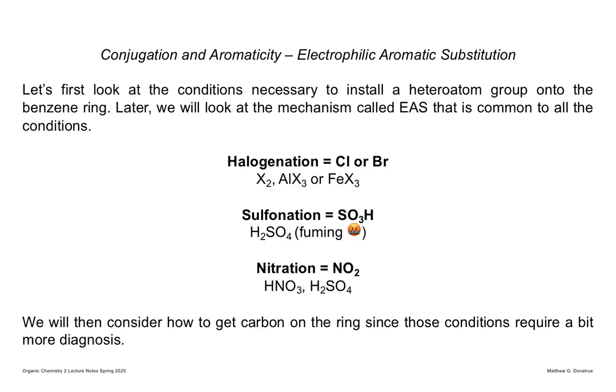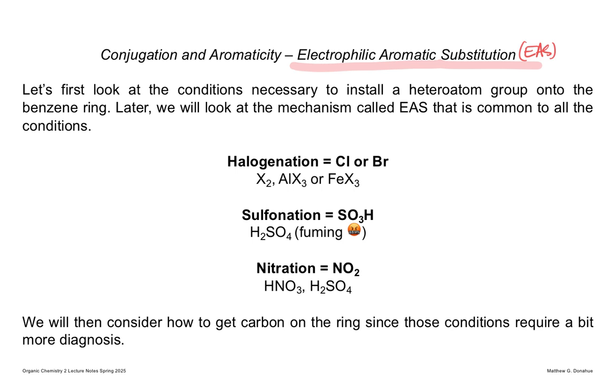So the first set of conditions I'm going to show you, again, this is EAS, electrophilic aromatic substitution. The first part of this lecture will focus on getting a heteroatom onto the ring. Those are a little bit more straightforward. Then towards the end of the lecture, we'll see how we get a carbon atom onto the ring. Those are a little bit trickier because there's other things that can happen.